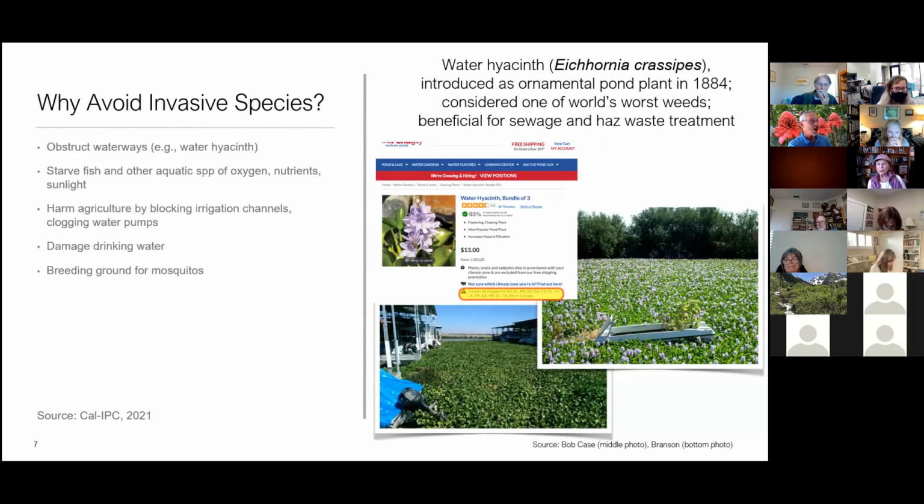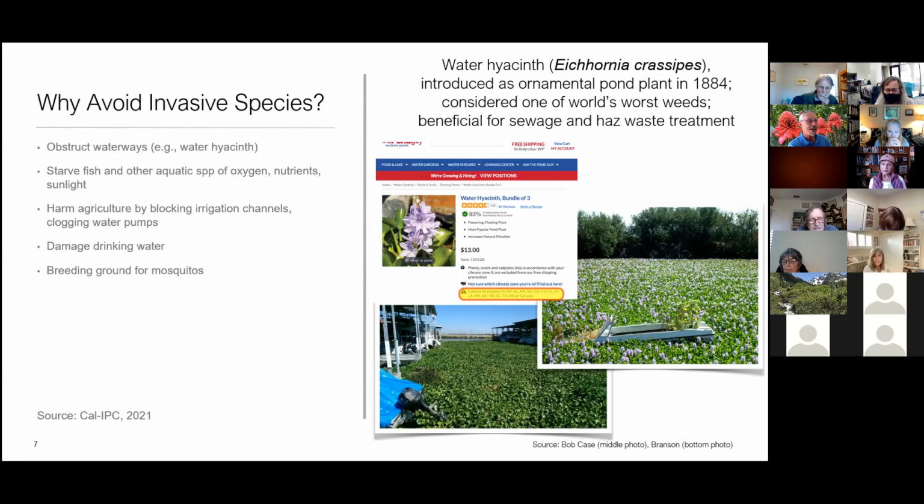So why avoid, as another example, water hyacinth? These pictures on the bottom right are of our Sacramento San Joaquin River Delta. That's not a nice surface to walk on. That's the water, and it's just completely covering the water. And what it does is obstructs waterways for boats, makes it hard for irrigation pumps, and breeds mosquitoes.